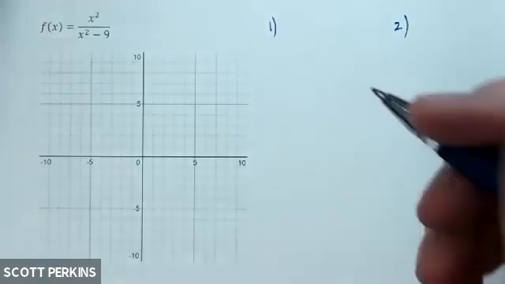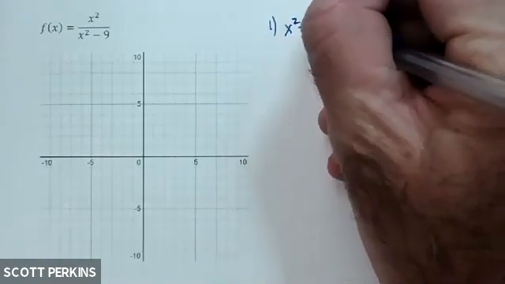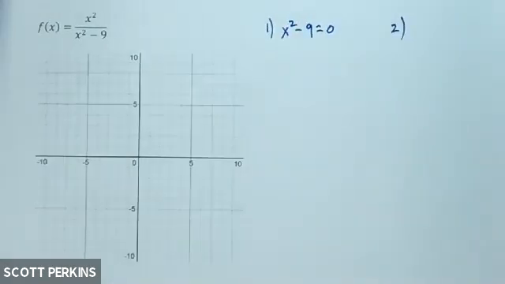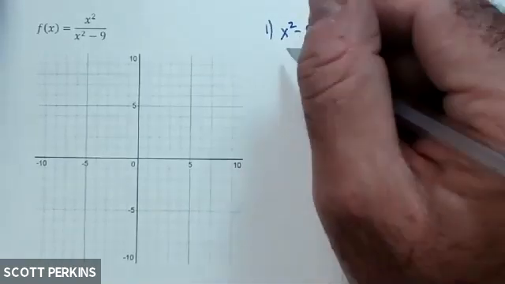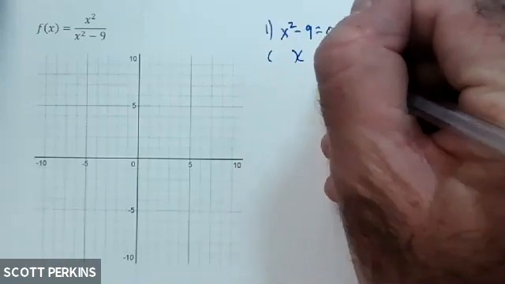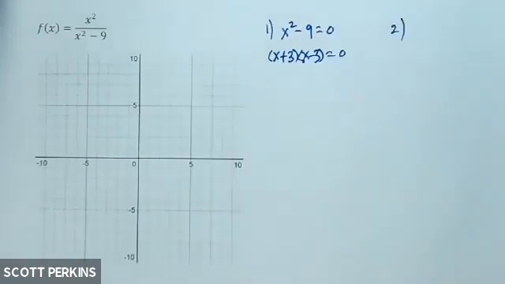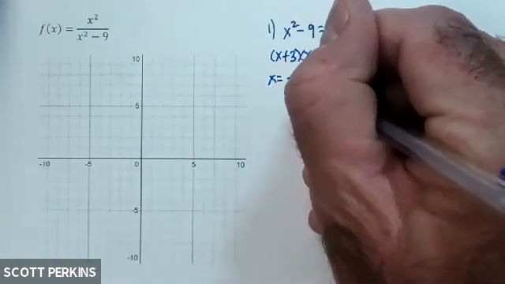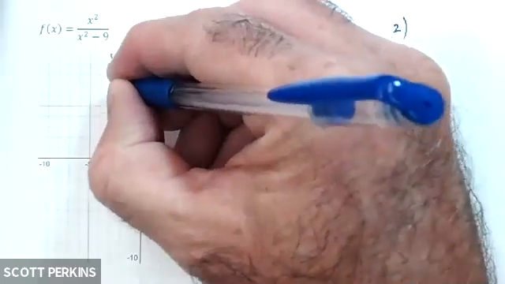All right, so for step one, we're finding the vertical asymptotes. Vertical asymptotes always happen when the denominator is 0. You can use the quadratic formula. This one, you can actually add the 9 over and use the square root property. I'm just going to factor because that's what I like to do. So x plus 3, x minus 3. So that means I have 2 vertical asymptotes, one at -3, one at +3.